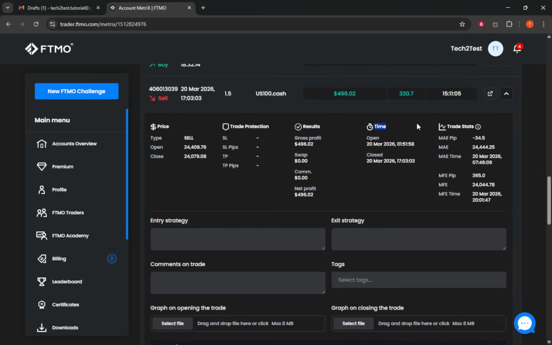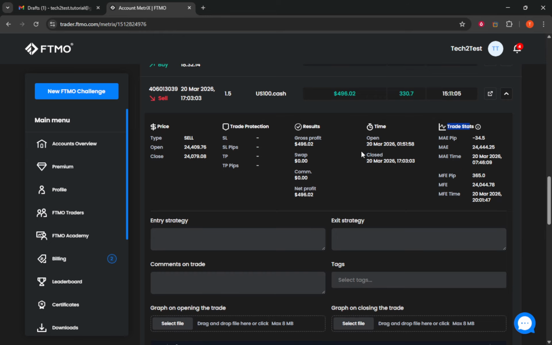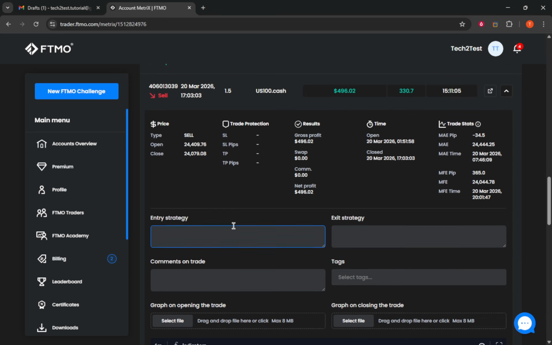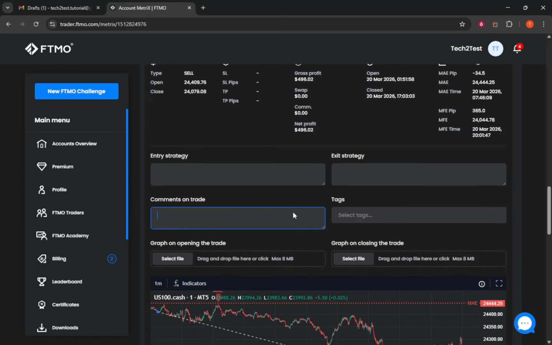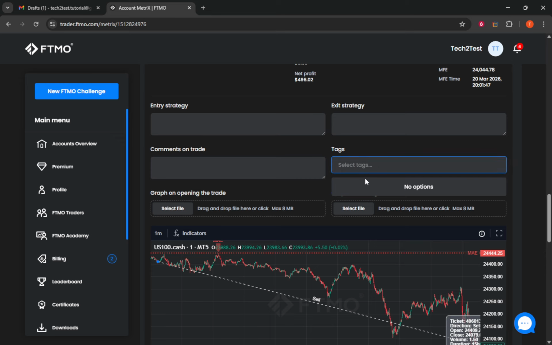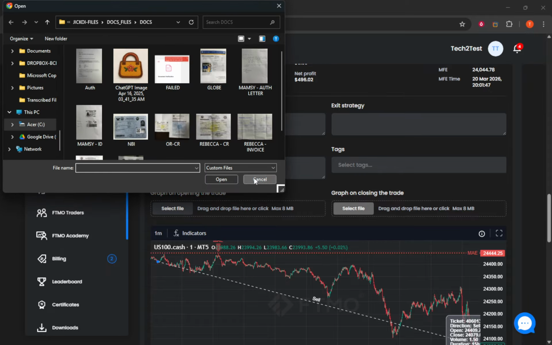Next, add the context only you can provide. Note your entry strategy in plain language, explain why you exited, and record what you were thinking and feeling. Attach a chart screenshot highlighting your setup and key levels. Keep it brief but specific. Details like time frame, market session, or notable news can be very helpful later. Writing immediately after closing a trade helps you avoid hindsight bias and preserves honest thinking.